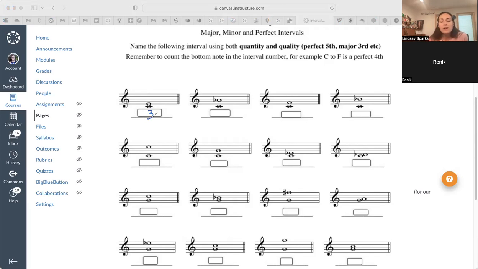Now, quality wise, think of your C major scale. C is on the bottom of this interval. Is E natural part of the C major scale? Yeah. All right, then we have a major third.